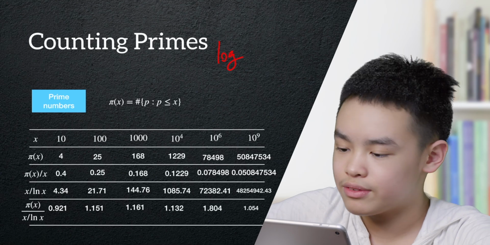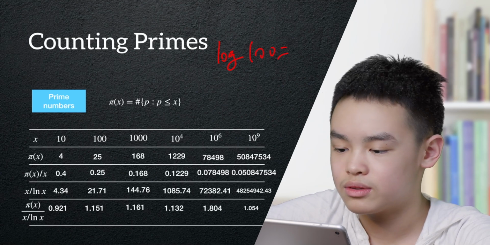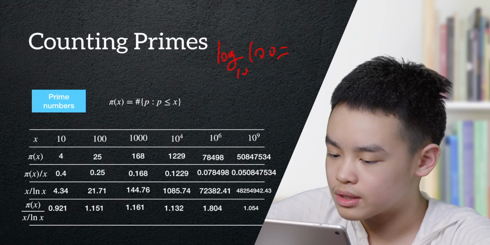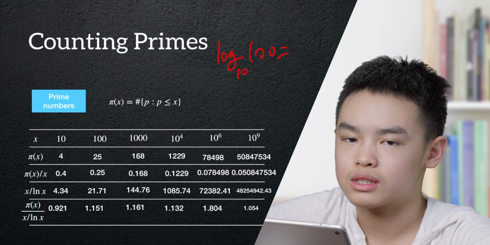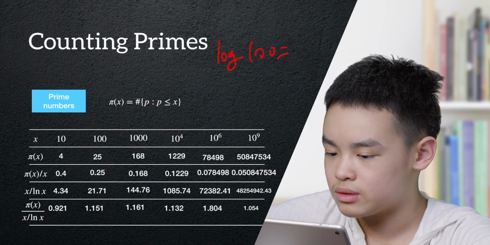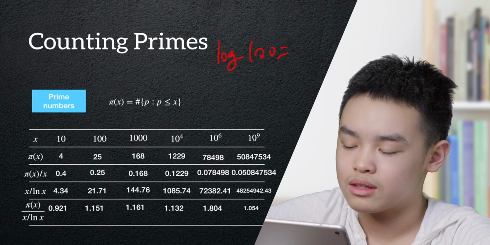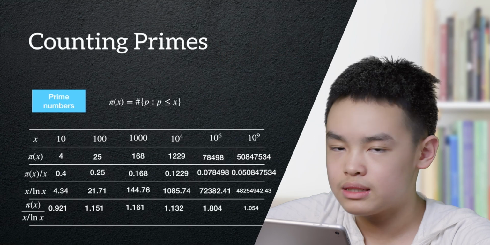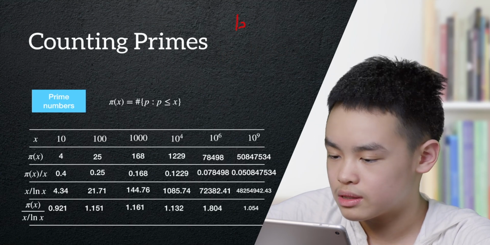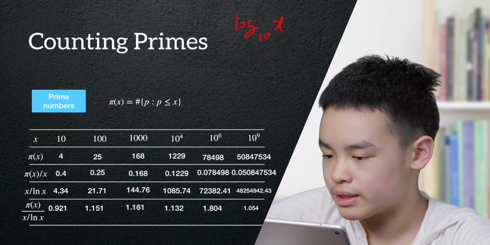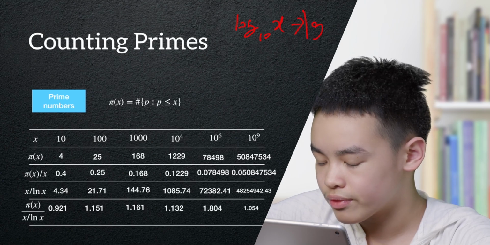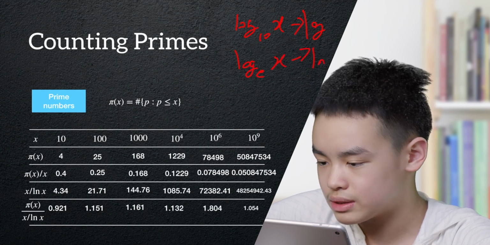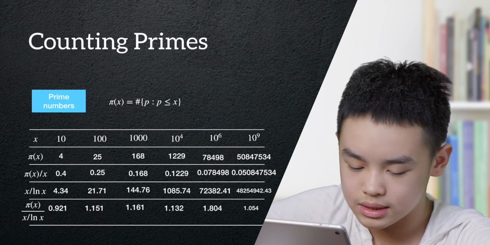So what if they just gave you a log, like log 100? Then how are you supposed to do that? Well, if they don't give you any number underneath it, it basically means log base 10. So log 100 with nothing under the log is basically 2. And log base 10 of something, you can also write it as log. And log base e of something, you can write it as ln. So that's what ln is for.